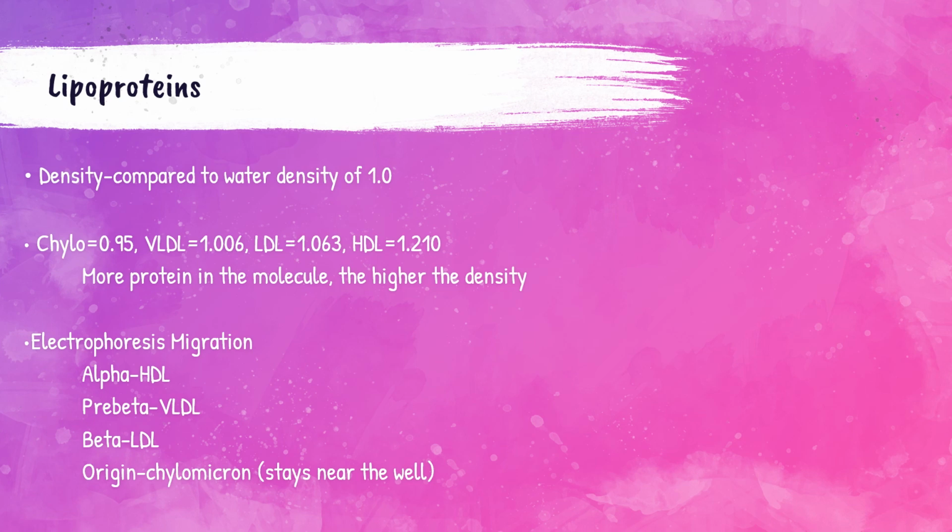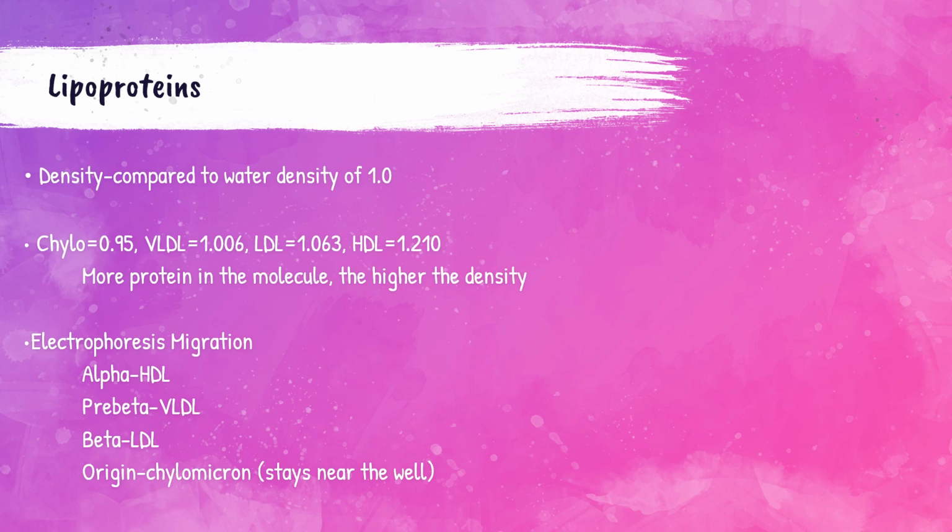The density of lipoproteins is compared to that of water, which is 1. So chylomicrons have a density of 0.95. Very low density lipoproteins have a density of 1.006. Low density lipoproteins have a density of 1.063, and high density lipoproteins have a density of 1.210. So you don't need to memorize these densities. This is only to give you an idea of where they got their names.